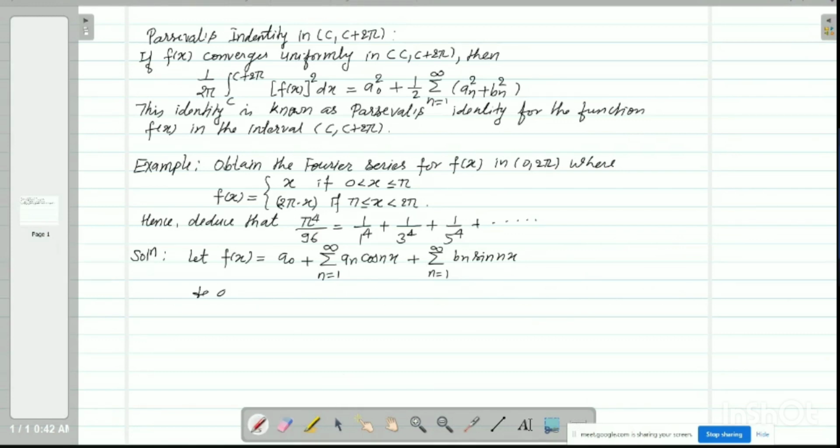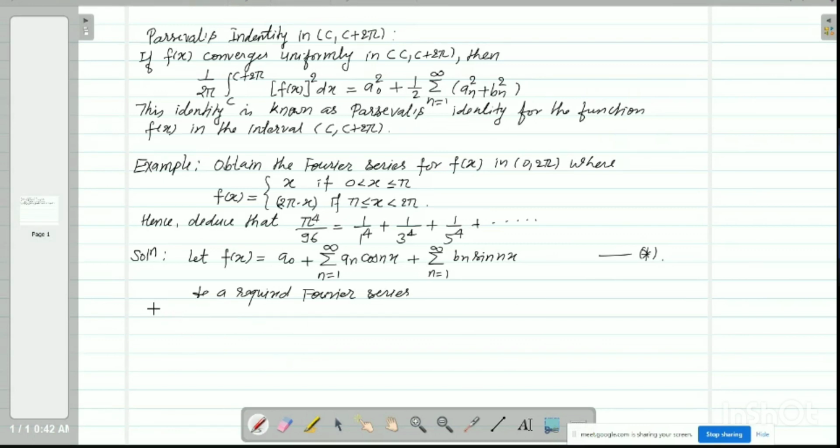Required Fourier series. Name this equation number star. Now our job is to find the Fourier coefficients a naught, a n, and b n.